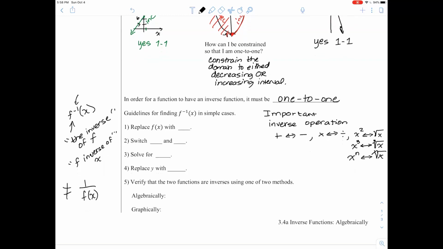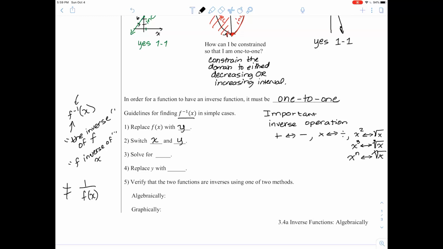So here are the guidelines for finding the f inverse of x, or the inverse of the f function in simple cases. So we're going to replace f of x with y, just so that we can use some algebra here, x's and y's. Okay, we're going to switch the x and the y. That's critical. That's what inverse functions do.